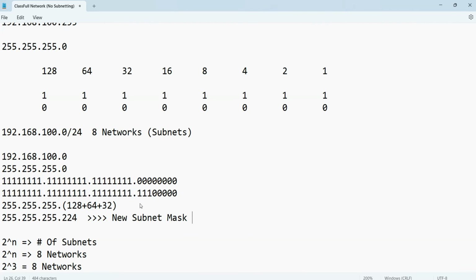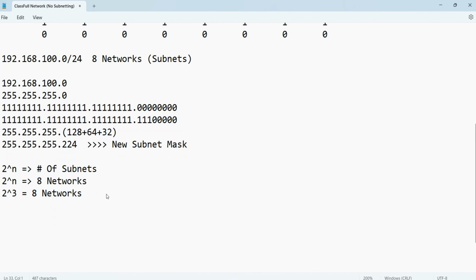So it's a dot 224. It's no longer a dot zero. You want to keep that in mind. How many bits are left for the host? 5 bits. All right. So I come down over here and I say 2 to the power of 5. Then I always have to say minus 2. Why minus 2? Because I cannot use a network ID and I cannot use a broadcast. 2 to the 5 is 32 minus 2, which equals 30 hosts per network. So every network gets 30 hosts. So I get 8 different networks, and every network will get 30 hosts.